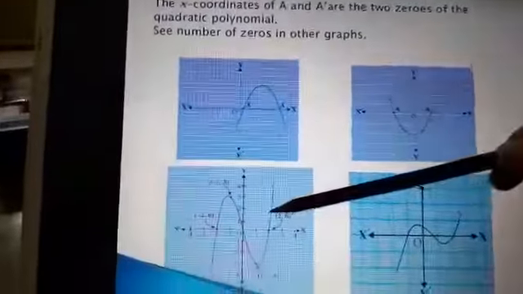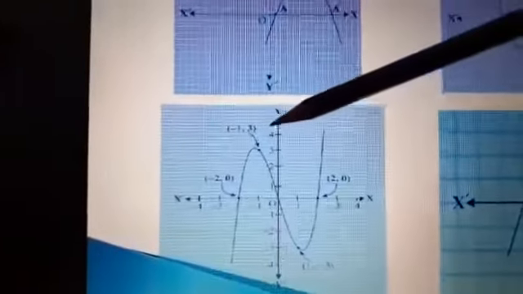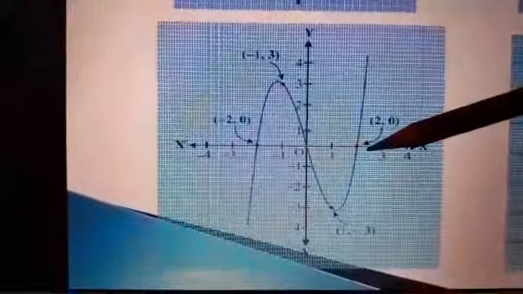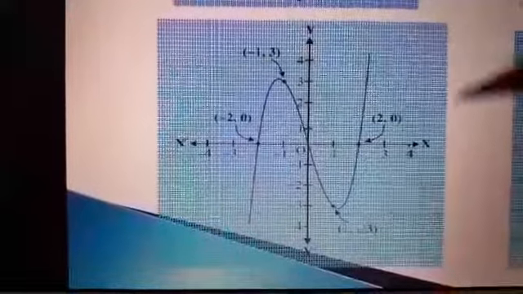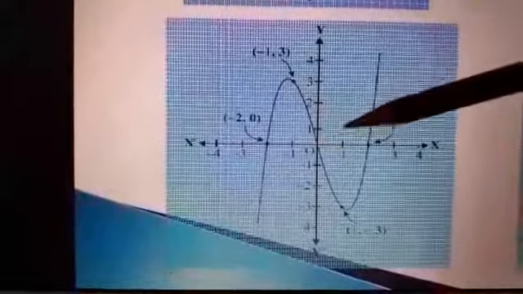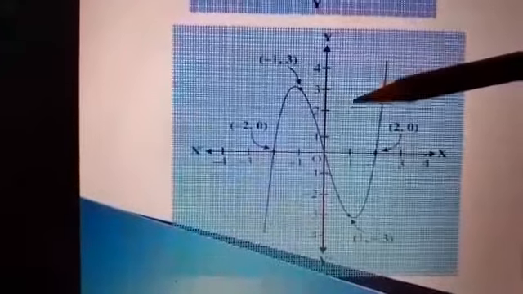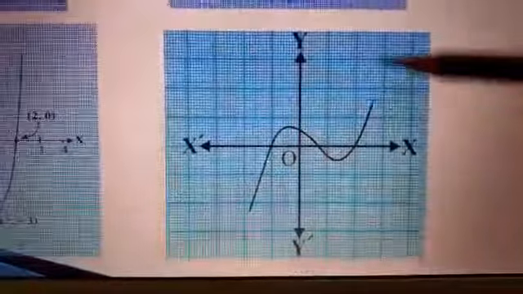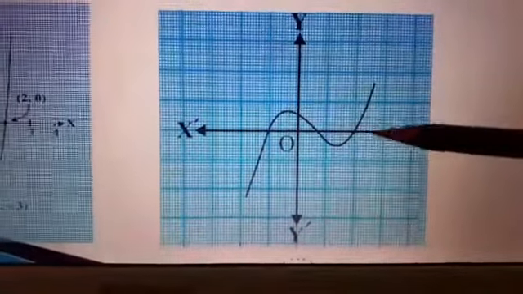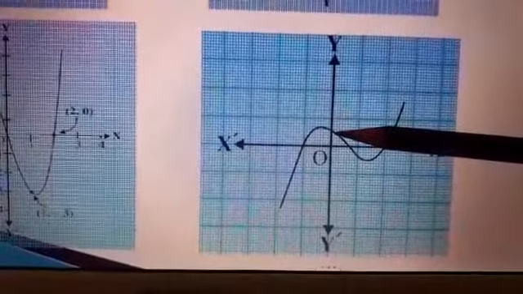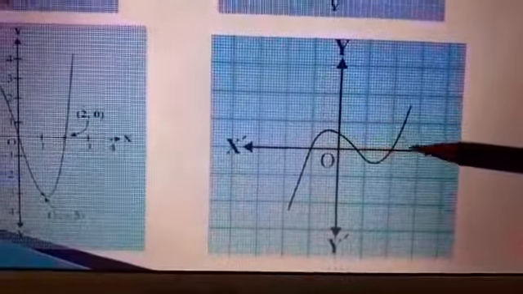And the third figure, see it clearly, we have 3 zeros over here: minus 2, 0, then 0, 0, and then 2, 0. So this polynomial, after solving, shows 3 values on the x-axis, therefore it has 3 zeros. See the next figure. Here also how many zeros do we have? 1, 2 and 3 zeros. The point on the y-axis is not the zero. The point on the x-axis is the zero.